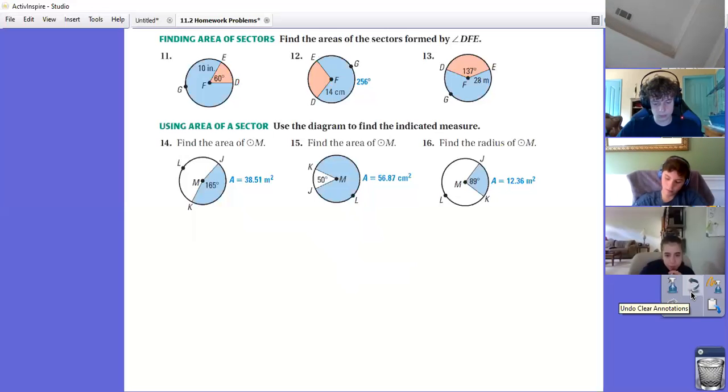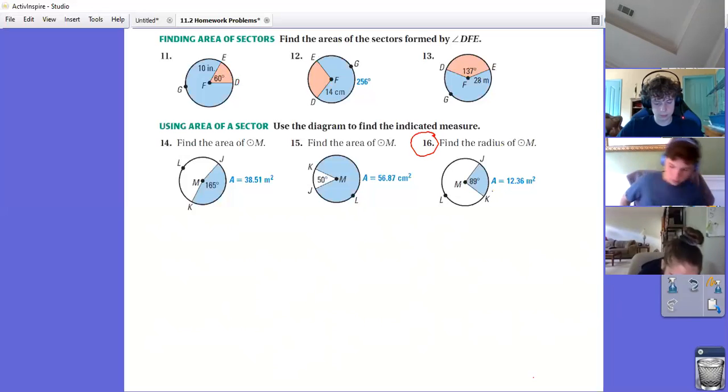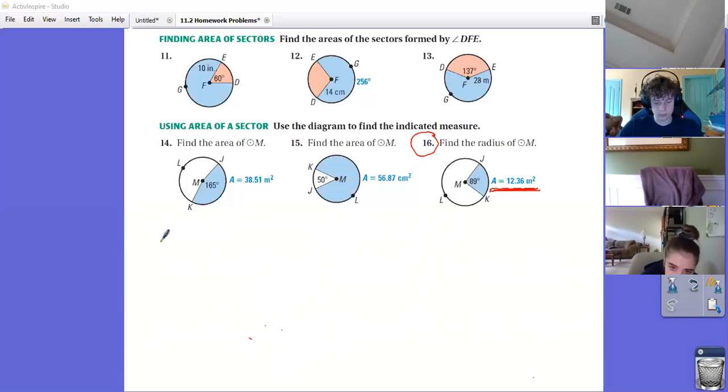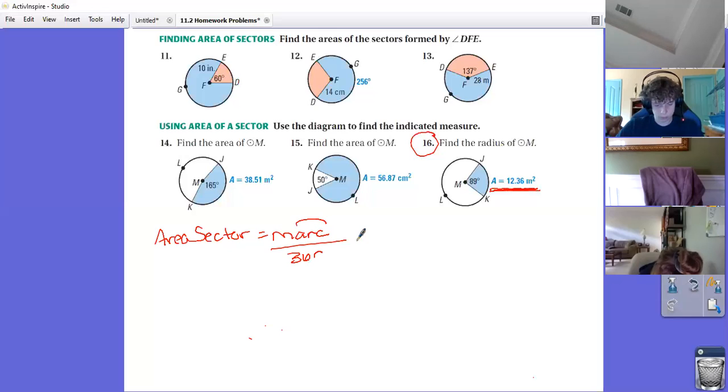All right, we have a problem on 16. So we want to find the radius of circle M. If you look at the picture, this right here is actually the area of that blue sector. And we're given the arc measure, and so I have to find the radius. So once again, area of the sector is equal to the measure of the arc divided by 360 times pi r squared.